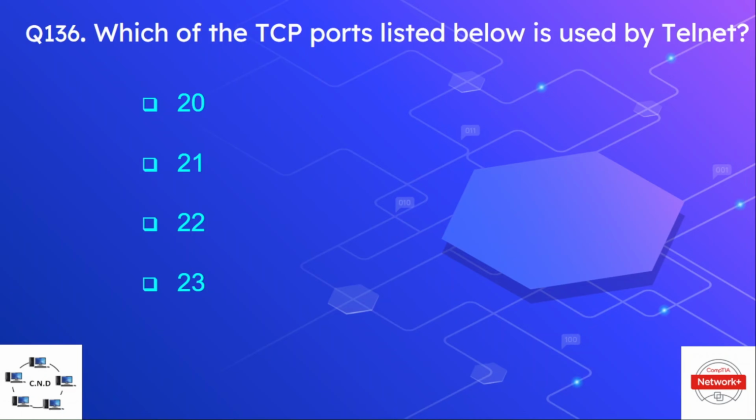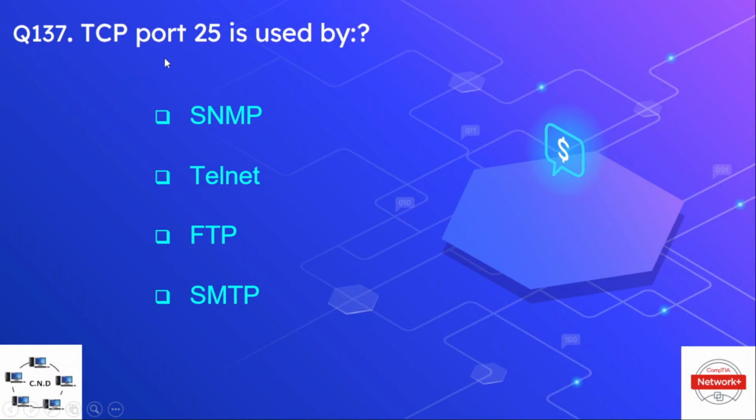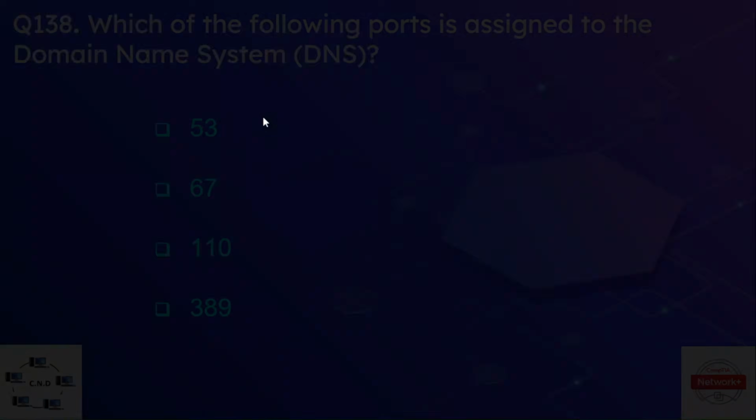Question number 136 is which of the TCP ports listed below is used by Telnet? 20, 21, 22 or 23? And the correct answer is 23. 22 is used by SSH, while these two ports are used by FTP. Question number 137 is that TCP port 25 is used by SNMP, Telnet, FTP or SMTP. And the correct option is SMTP or Simple Mail Transfer Protocol. FTP uses 20 and 21, Telnet 23 and SNMP 161 and 162.